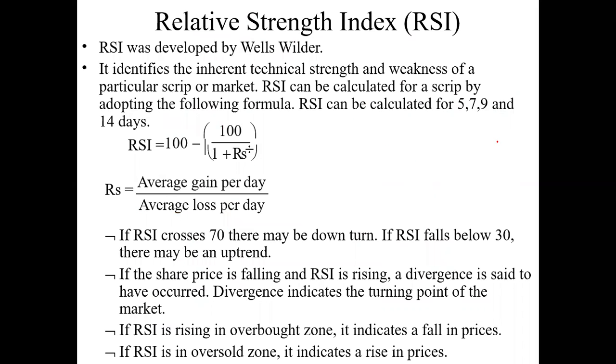Now coming to the next, the relative strength index, called RSI, which was developed by Welles Wilder. Here we calculate again for 5 days, 7 days, 9 days, and 14 days. The formula used for RSI is 100 minus 100 divided by 1 plus RS. To calculate RS, we use the formula average gain per day divided by average loss per day. If RSI crosses 70, there may be a downturn. If RSI falls below, there will be an upward trend. That has to be identified.